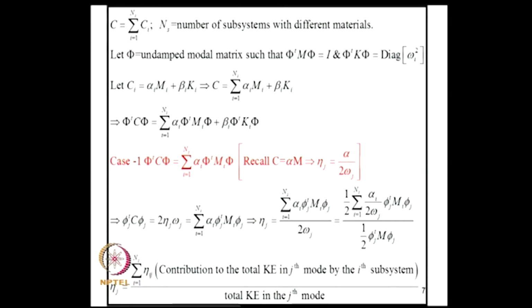So, let us consider the following. We will assume that the beta_i's are all 0, that is the first case. That means, for each of the subsystems damping is mass proportional.